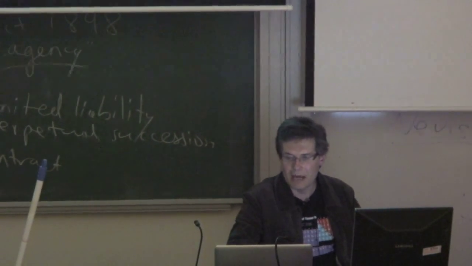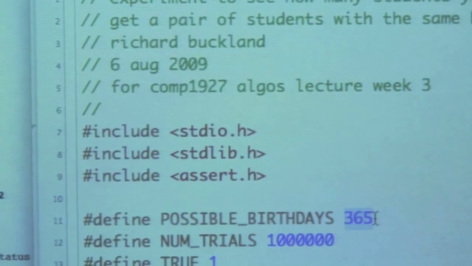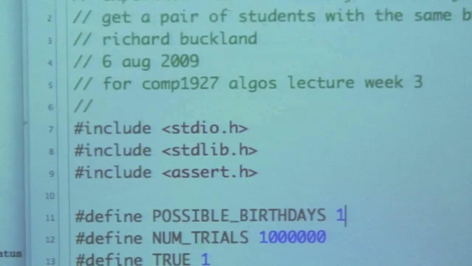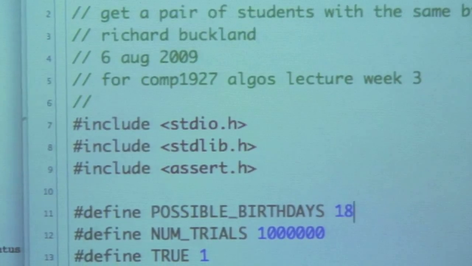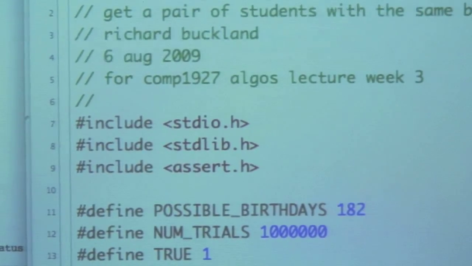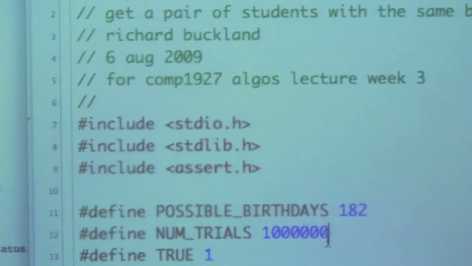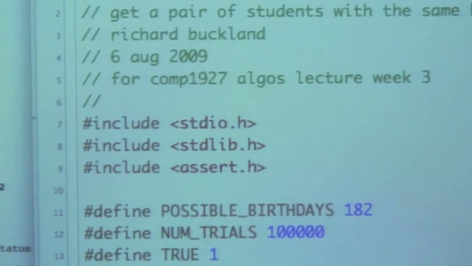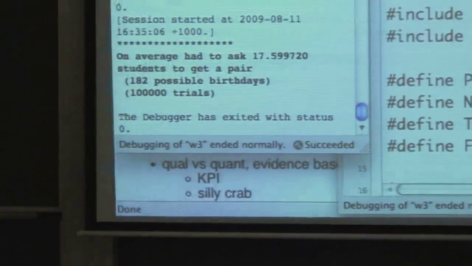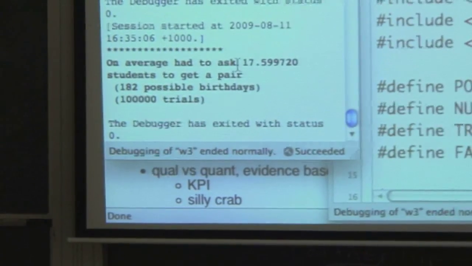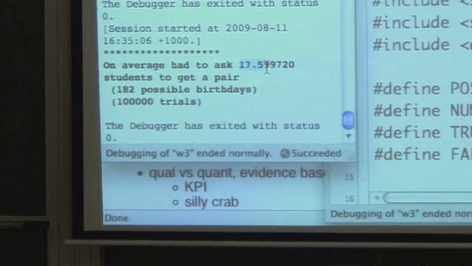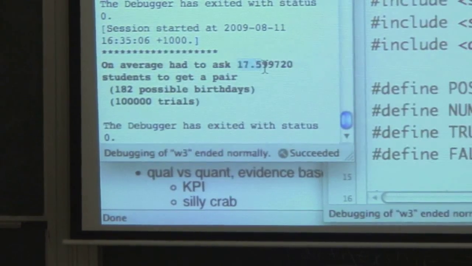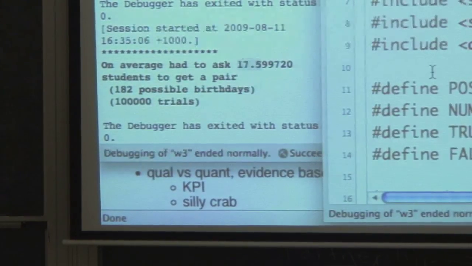To do a proper experiment now I'm going to vary the number of birthdays. So I could go, what if there was only, what's half of 365? 182 birthdays in the year. And let's not do 1 million because that just took too long. All right, with 182 it took 17.5, 17.6 trials. So I halved the number of birthdays, but the expected time it took didn't go down by 2. Maybe it went down by the square root of 2.